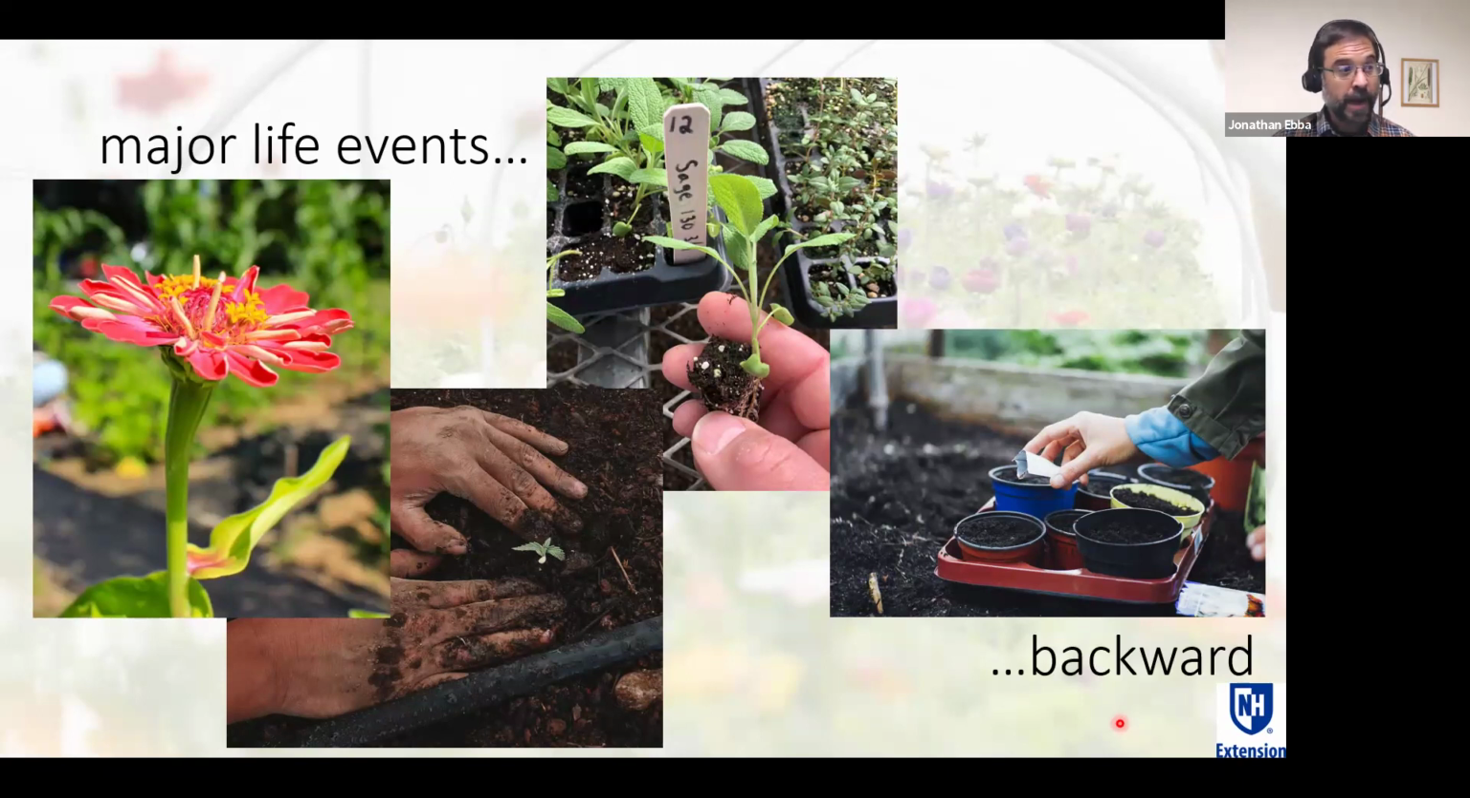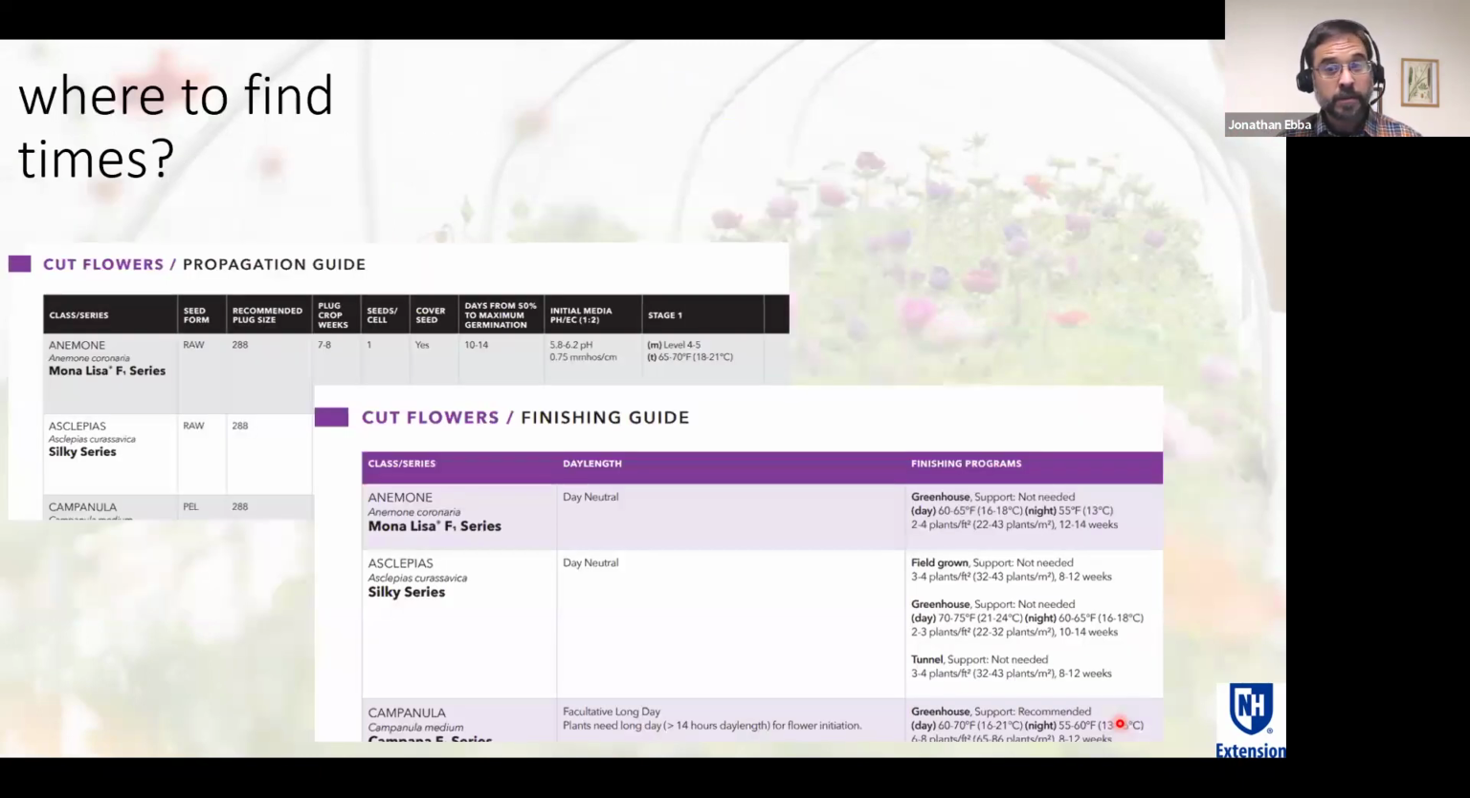And so by going backwards, we need to know, all right, if I want to harvest this on week 26, when do I need to transplant it, or when do I need to direct sow it? And so we're going to use those durations, those crop durations, in terms of weeks. And where do we find those times?